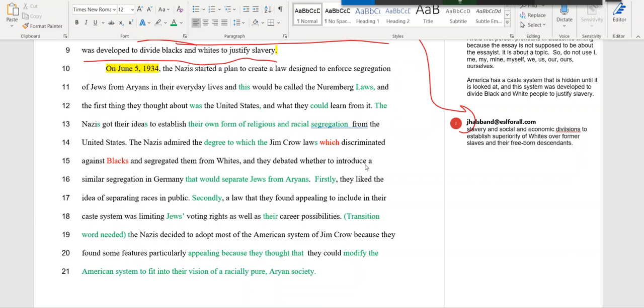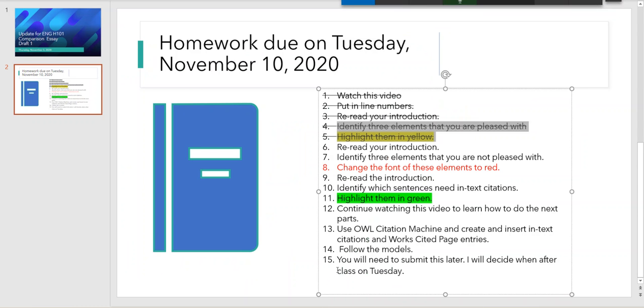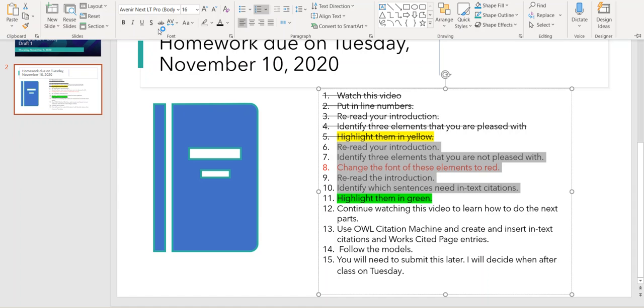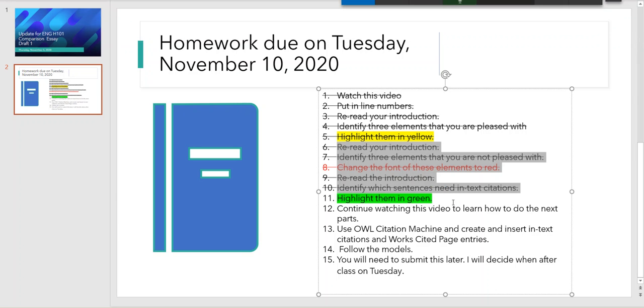Okay, let's go back and look at our checklist. We've done 6, 7, 8, and 9, so let's cross those off. I also cross off 10. So we're a little bit ahead of the game, but you need to identify which sentences need in-text citations and highlight them in green.